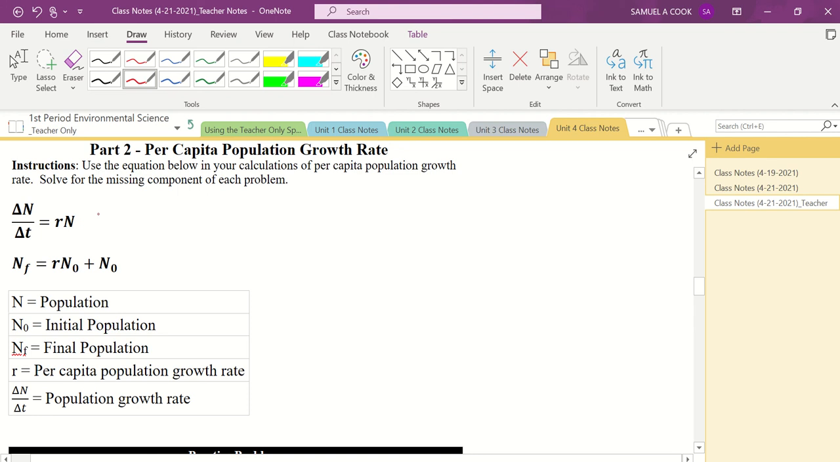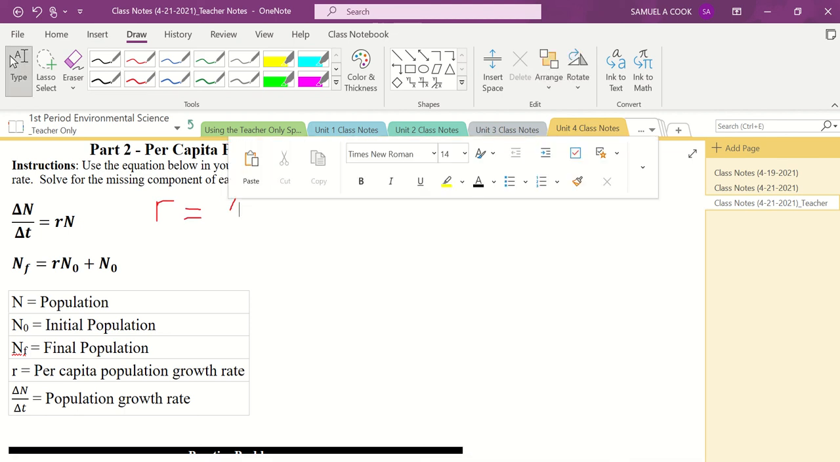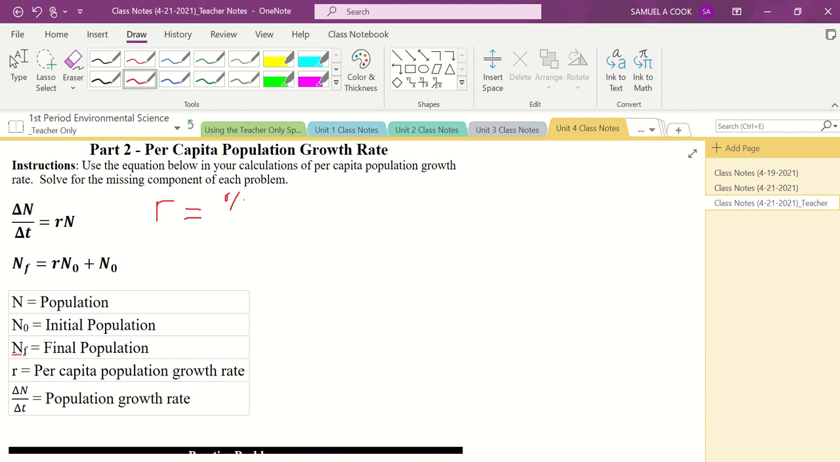And so our R is going to be represented as, let's see, R equals percentage of population per year. All right, whereas our population growth rate that we mentioned earlier, right, that's going to equal people per year, so an actual number.